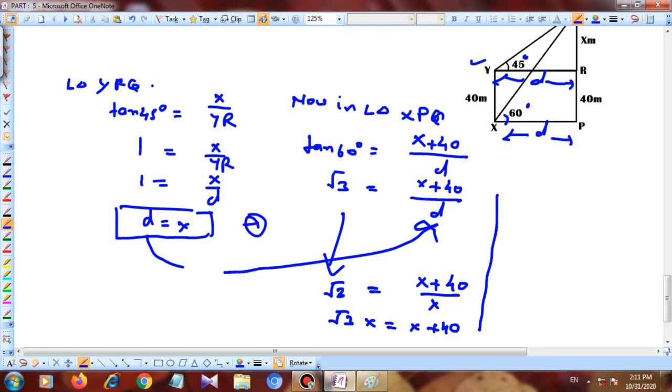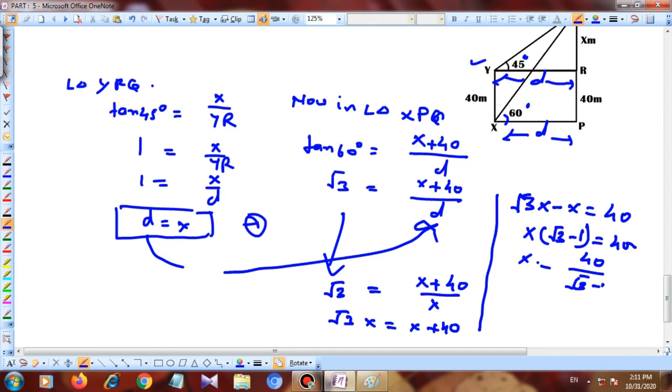Now cross multiply, then you will get root 3 x equal to x plus how much? 40. So transfer x towards root 3 x, then you will get root 3 x minus x equal to 40. Then take x common and you get x into (root 3 minus 1) equal to 40. Then x equal to 40 upon root 3 minus 1.